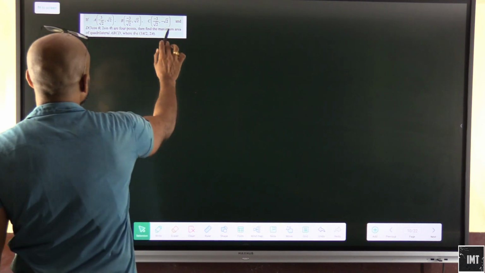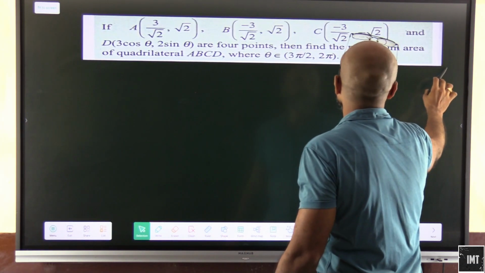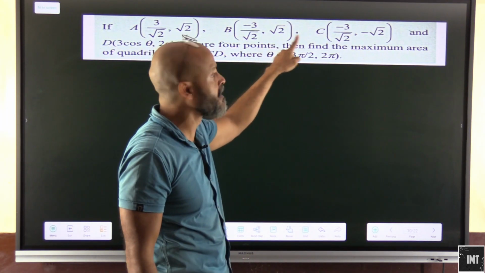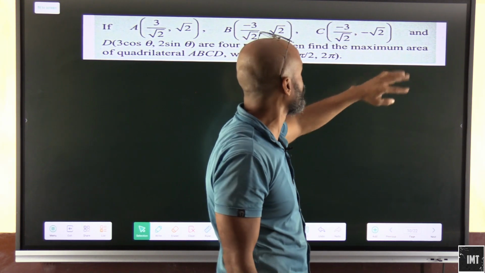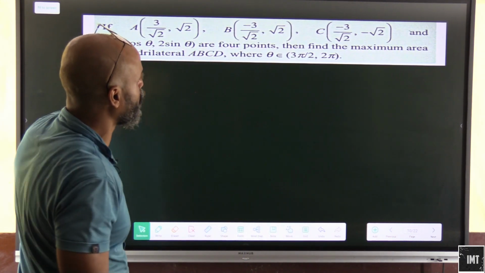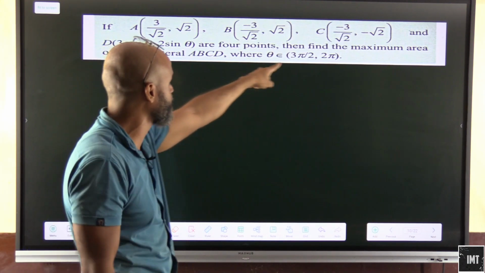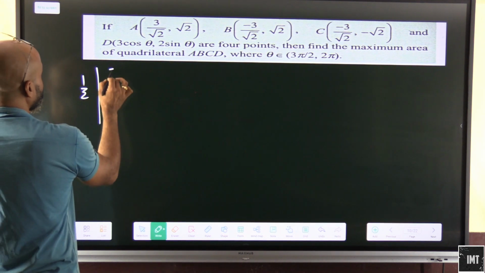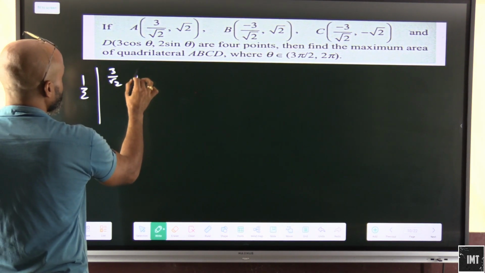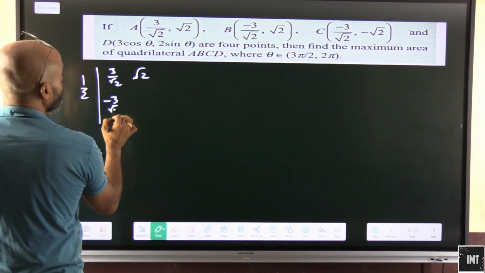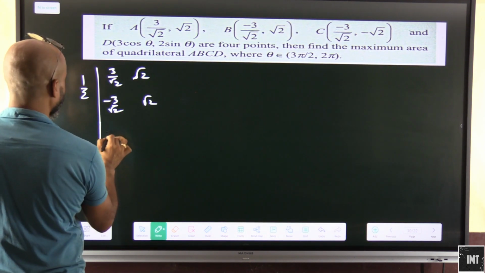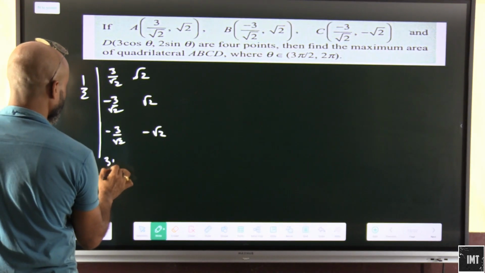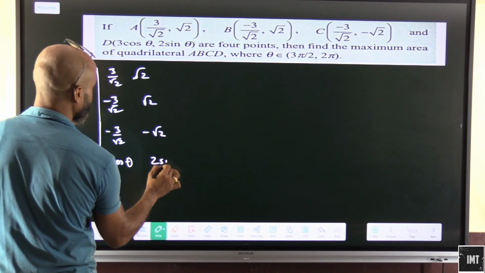Okay, so we have this problem: A is equal to 3 by under root 2, under root 2, B is equal to minus 3 by under root 2, under root 2, C is equal to minus 3 by under root 2, minus under root 2, and D is this. These are 4 points, and find the maximum area of the quadrilateral ABCD where theta is in between this. Again applying the staircase method, we have 3 by under root 2, under root 2, minus 3 by under root 2, under root 2, then minus 3 by under root 2, minus under root 2, and 3 cos theta, 2 sin theta.